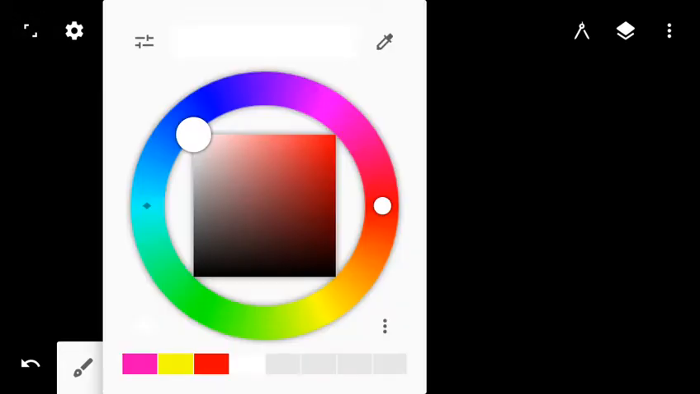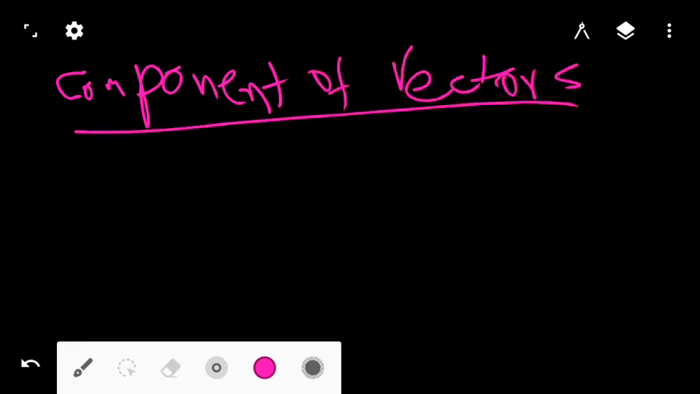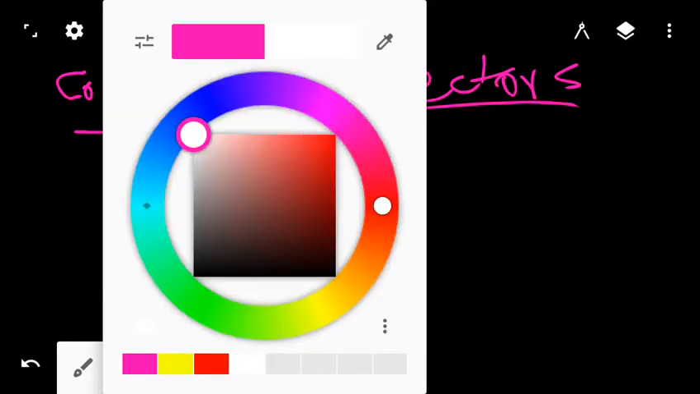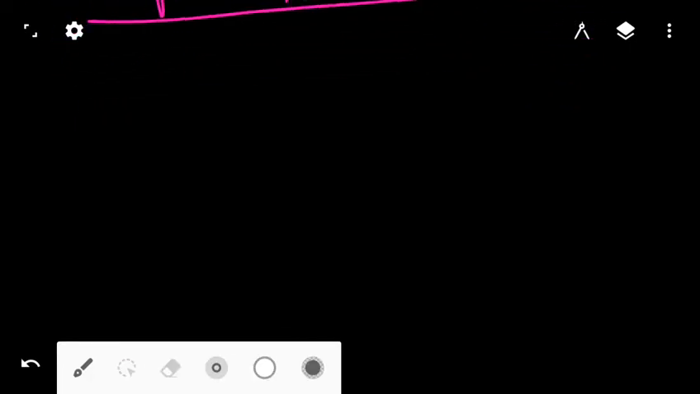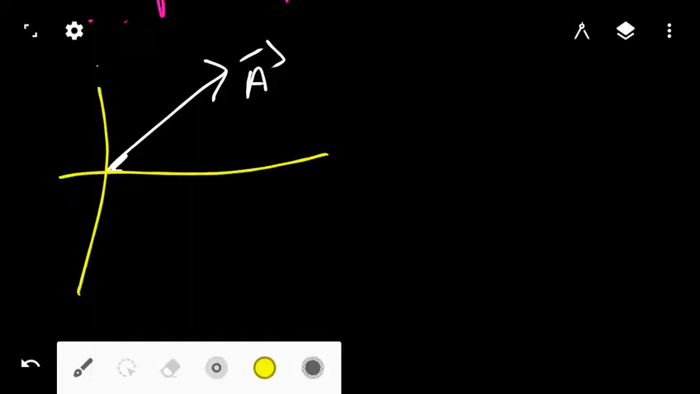Now the next thing, which is a very important thing, is components of vectors. Let me just write it down. So what's a component of a vector? A component of a vector is just like a projection of that vector onto an axis. Let me just draw it. This is a vector A, and let these be the coordinate axes. This is the X and this is the Y.